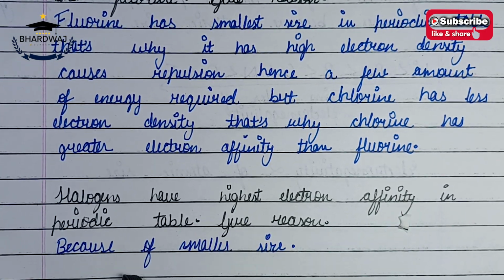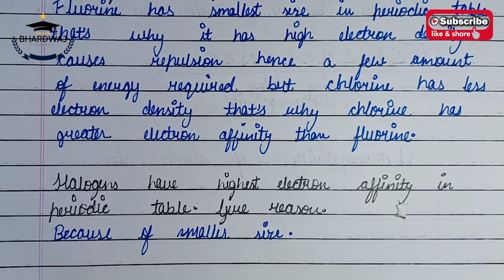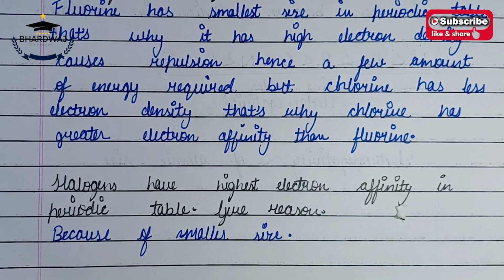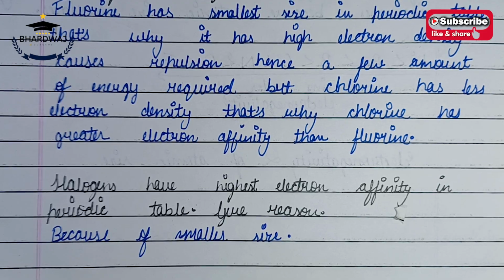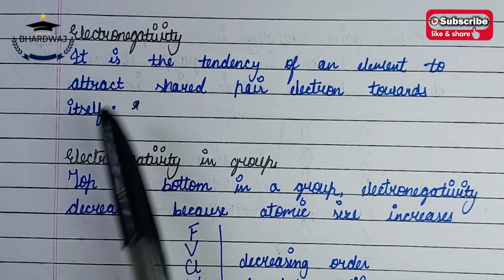Halogens have the highest electron affinity in the periodic table. Give reason. Because of smaller size. So halogens are the smaller size elements in the whole periodic table, so that's why they have the highest electron affinity. Now let's talk about electronegativity.